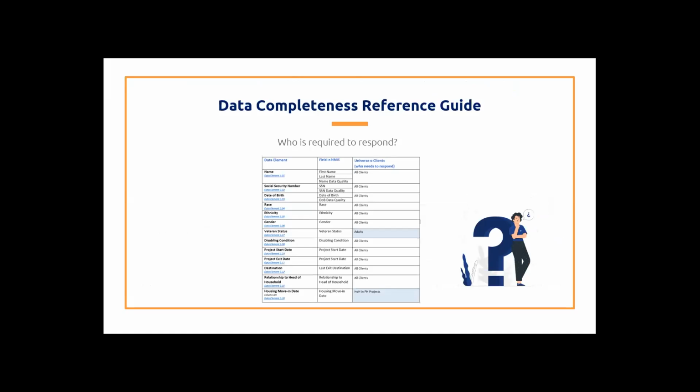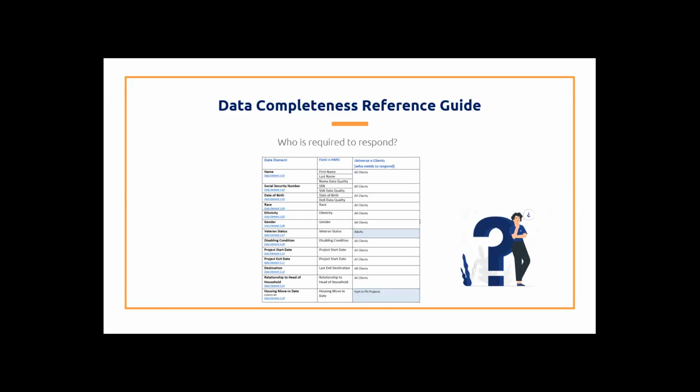As you know, not all the clients need to respond to all the questions. So this table that you see here shows which clients need to respond to each field. For the most part, everybody needs to respond to most of them. So I would recommend to reference this table when reviewing the report so you know what is an actual missing response. For example, veteran status is only for adults. So if we have a blank for a minor client, it's not an error. It's just that the client doesn't need to answer that specific question.